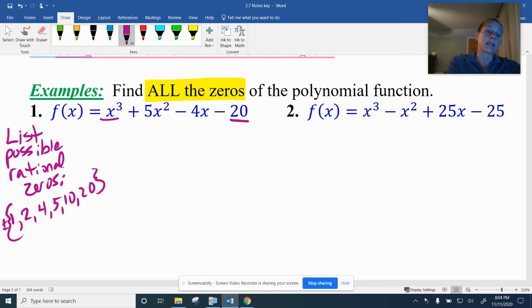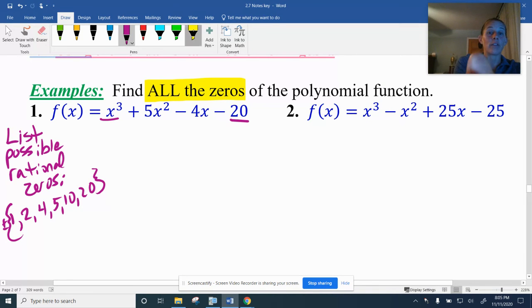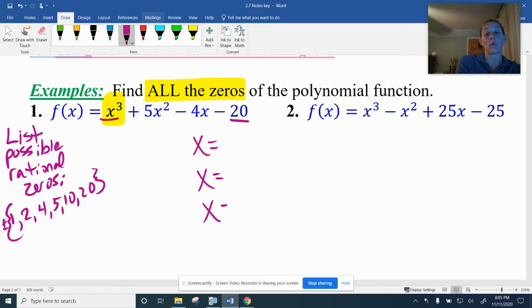Now, once you get this list, I have 6 numbers and they're all plus minus. So there's really 12 options there. I would then synthetically divide out randomly some of those options to see which one will give me a remainder of 0. And then I would know that that number is a 0. Okay, but because we have graphing calculator to use, rather than spending a lot of time guessing and checking, we can put this into our calculator. Now, we know we're going to have 3 solutions. So before I put it in the calculator, I like to just set myself up so I know how many I'm looking for, right?